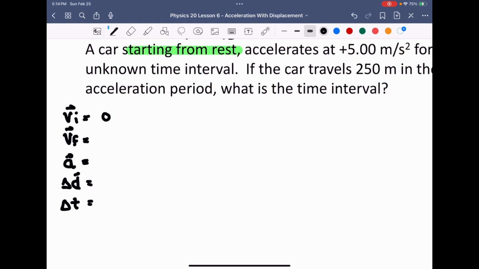So starting from rest, 0 meters per second. They said acceleration was positive 5 meters per second squared, so I'm going to make sure I include that. It's covered over a distance of 250 meters. The change in time, they didn't really refer to it, but they had said right at the end, what is the time interval? So we're going to put a question mark. The one that we don't care about here is VF.